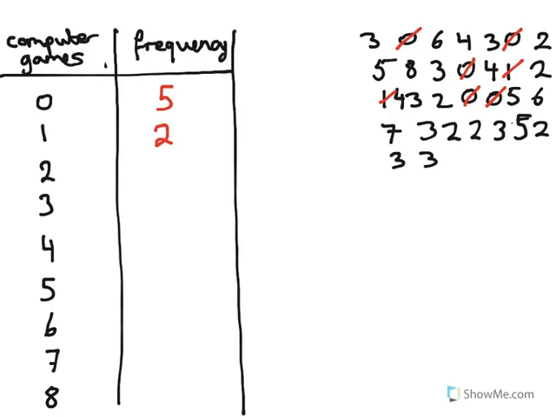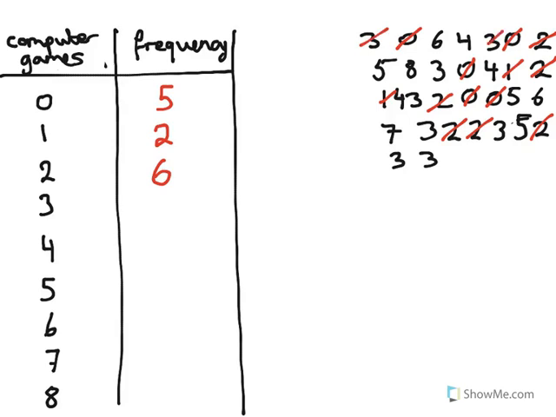2 computer games. How many children had 2? Just cancel all the 2's away. We're looking for 2's. 1 there. 2, 3, 4, 5, 6. 6 children had 2 computer games.